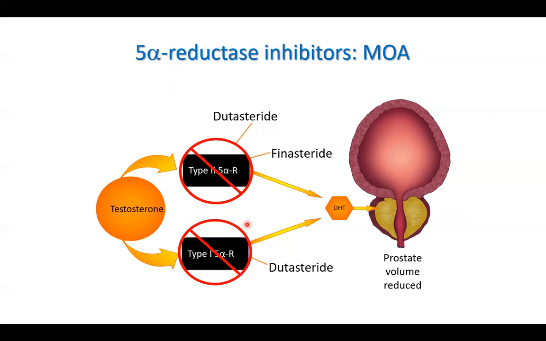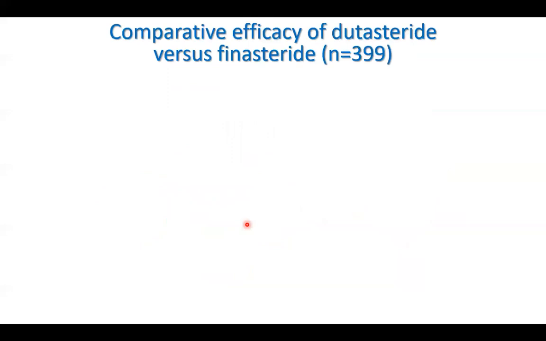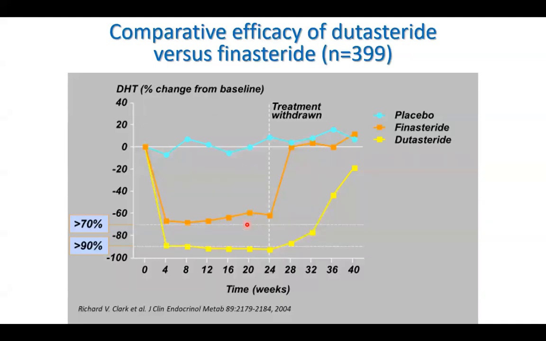Once this is blocked, DHT goes down and the prostate size comes back to normal, or should reduce. So they did a comparative study of dutasteride and finasteride, and they looked at the reduction in the DHT percent change from the baseline. They started at baseline. With finasteride over a period of 24 weeks, and then they stopped here, and then it went back to normal within the next 3 to 4 weeks. While with dutasteride, there was a 90% reduction compared to 70%. And when you stopped it, it took longer to come back towards the normal baseline.